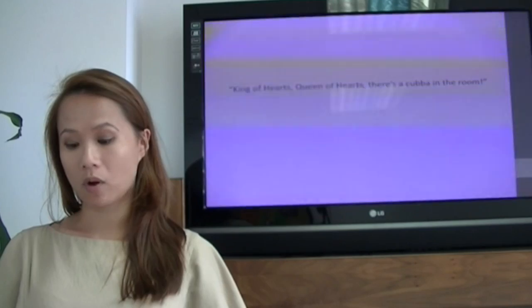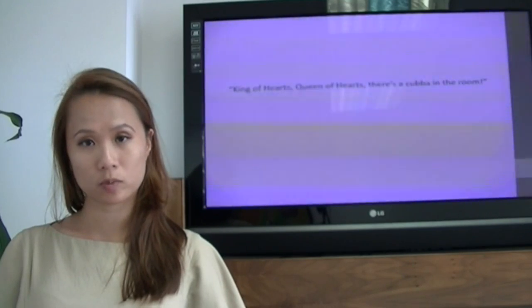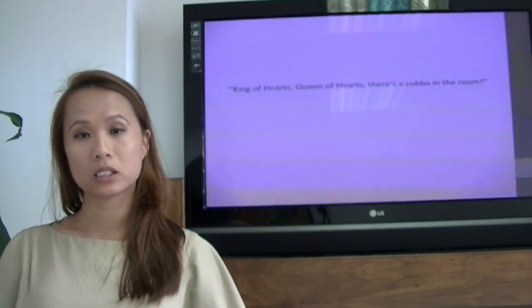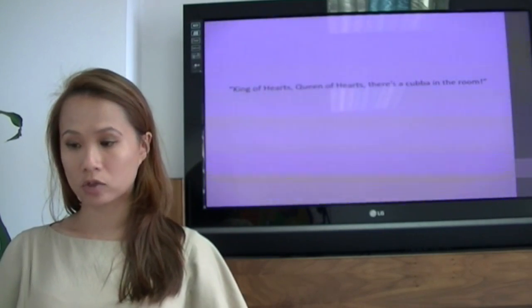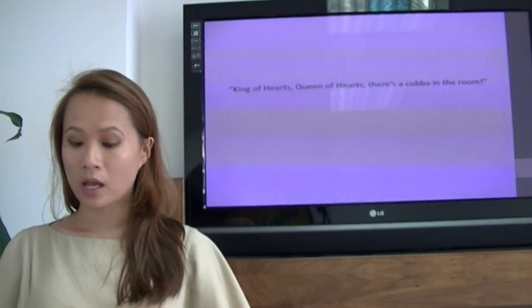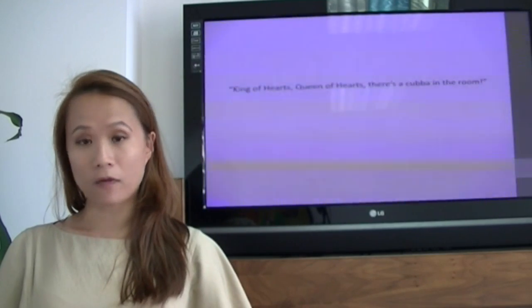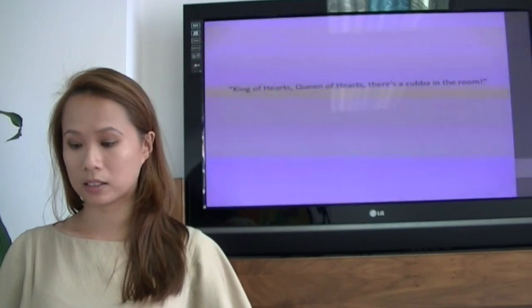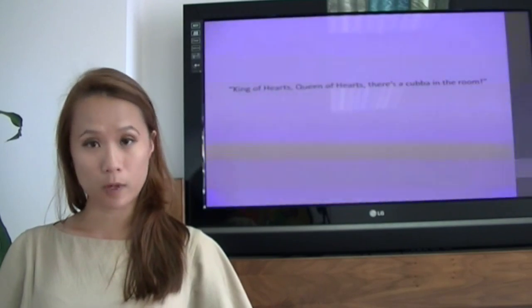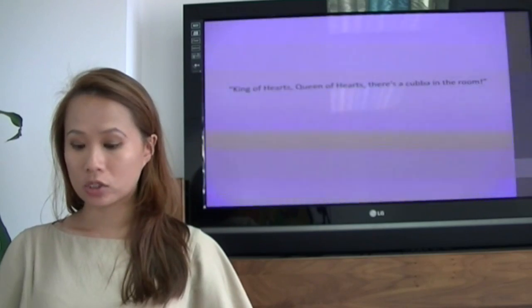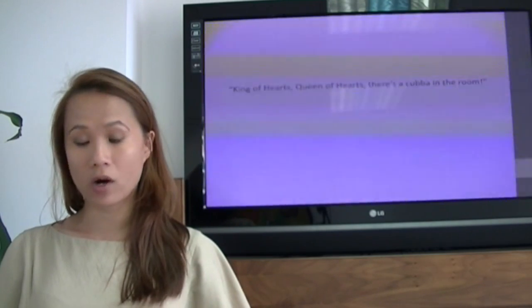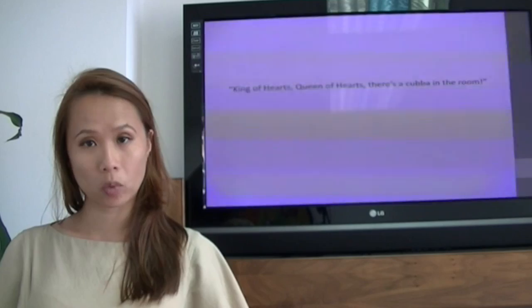Here is an example of how a seemingly delusional statement made by a 19-year-old female psychiatric patient can be understood from a behavioral point of view. This statement is often repeated by this female patient, especially in front of a young male patient in the same unit. She kept on saying, "Kings of hearts, queens of hearts, there's a Cupid in the room."